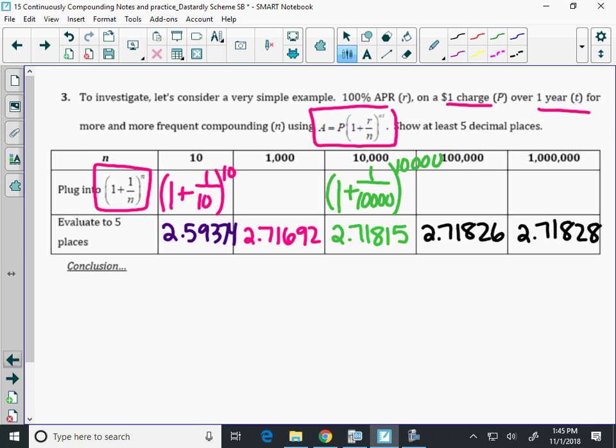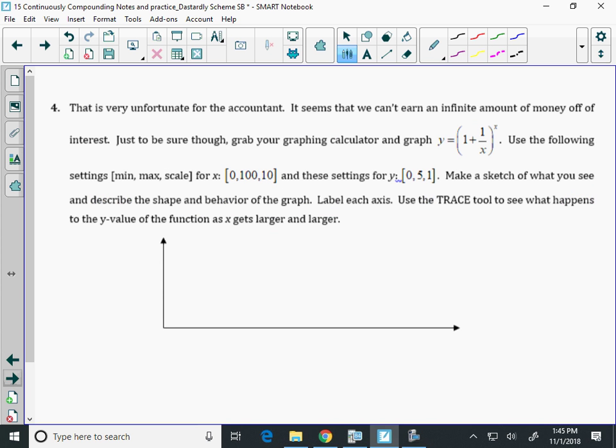Now, e, well, that's very unfortunate for the accountant. So it seems that we can't make an infinite amount of money off of interest.